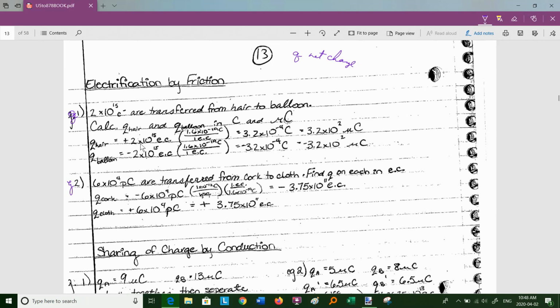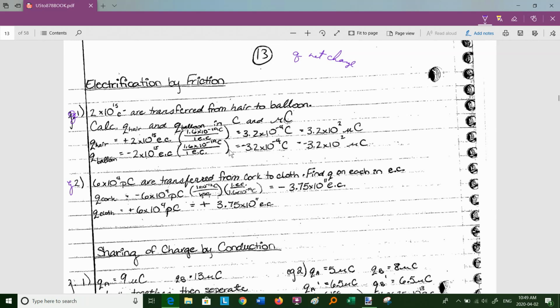And I can convert that to coulombs and then to microcoulombs: 3.2 by 10 to minus 4 coulombs, or 320 microcoulombs. Why am I converting? Because that's what the question asked me to do. And then the balloon gains those electrons, so it's minus 2 by 10 to the 15 elementary charges, times the conversion factor between coulombs and elementary charges, times the conversion factor between coulombs and microcoulombs.